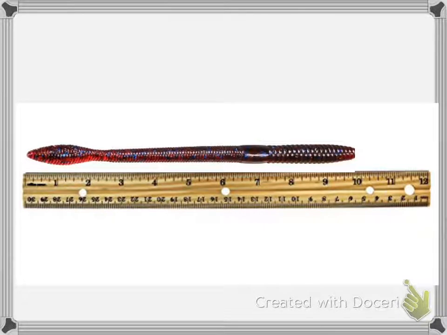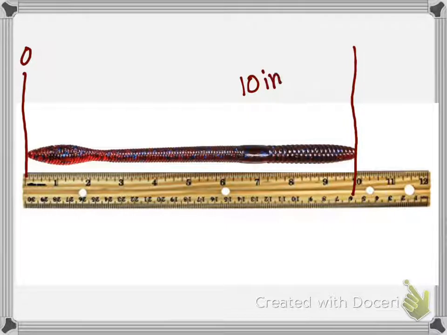Look at this worm. Doesn't that look nice? We're going to measure this worm. We're on the inches side of the ruler. We're going to put his little nose at 0. Where does his tail end? His tail ends at about 10 inches. So this worm is about 10 inches long.